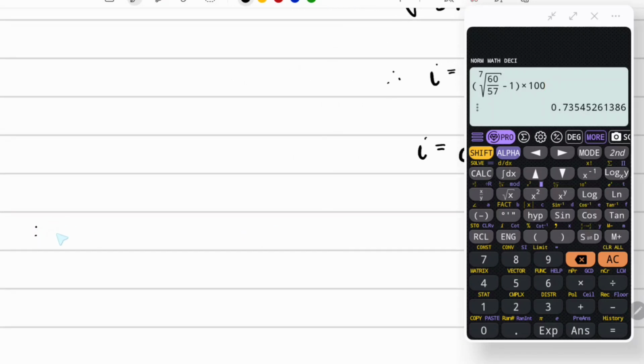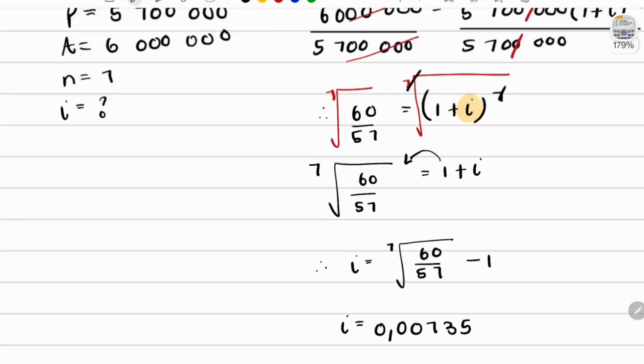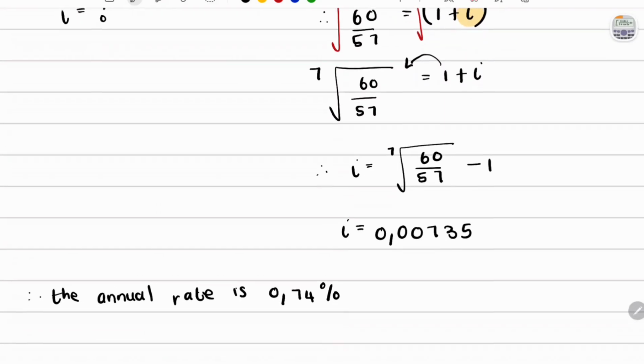Therefore, the rate is 0.74, because that rounds up. The 5 goes over. So it is 0.74% as an annual rate. Okay, so that is the annual rate. So that is it for that question. Moving on to the next question.